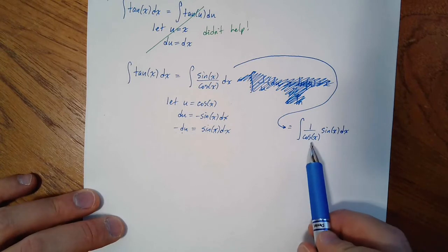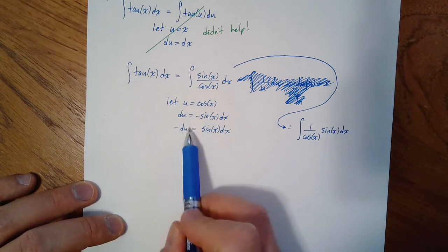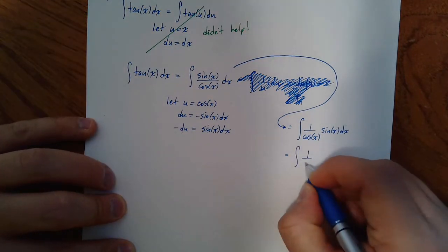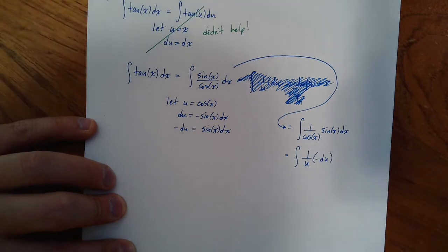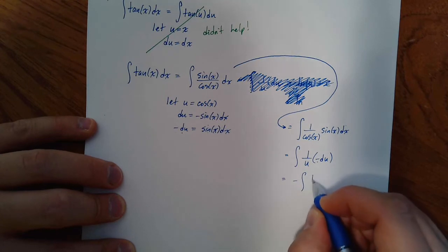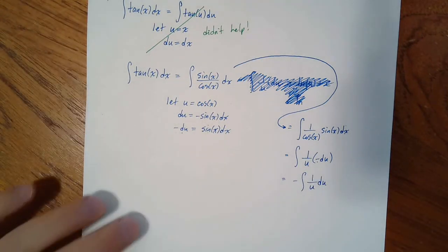The 1 over cosine, that's going to turn into 1 over u still, but the sine of x dx, I should have actually put a negative dx. So I'm going to get the antiderivative of 1 over u times negative du. And then that negative is going to actually come right out. So I get negative the integral of 1 over u with respect to u. That's a bit better. That's what we should get.